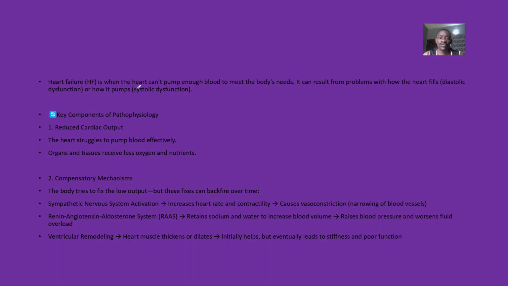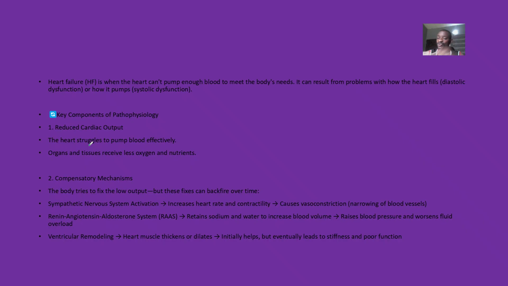So heart failure is when the heart is not able to pump enough blood to meet what the body is demanding. This could be from the amount of blood filling into the heart. If the amount of blood filling into the heart is small, of course the heart will be pumping out small. Sometimes the amount of blood filling into the heart is normal, but the heart is not pumping out sufficiently. So the key component of pathophysiology is reduced cardiac output.